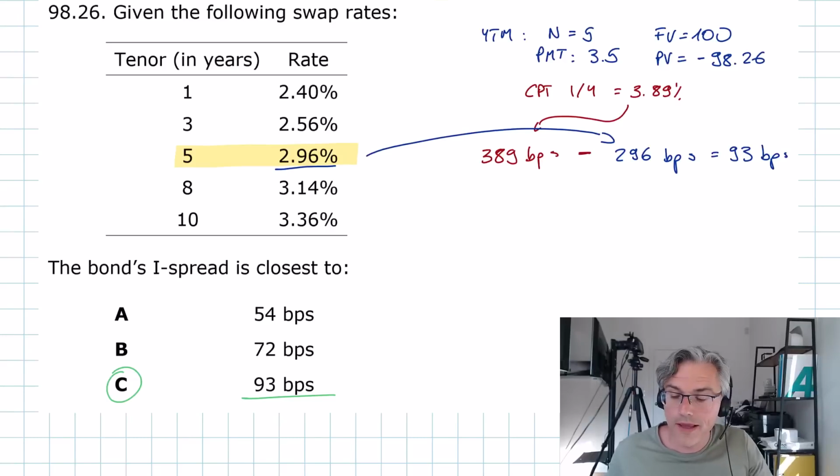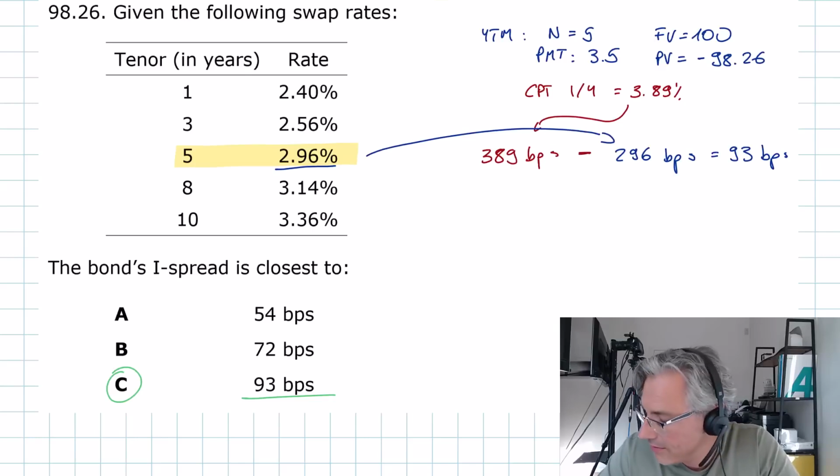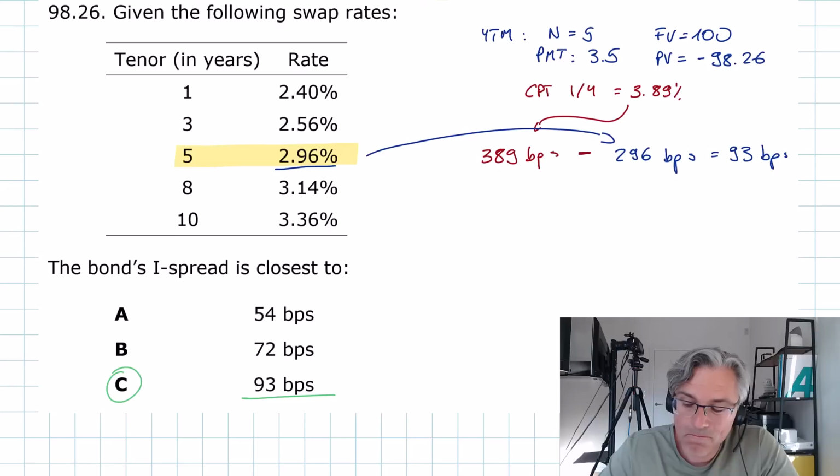Nice and simple. Now, just know theoretically that this gets used also as a measure of credit risk. So, the higher the I spread is, the more risky the bond is deemed to be in terms of its credit risk above the benchmark yield, which is reflected by the swap rate.